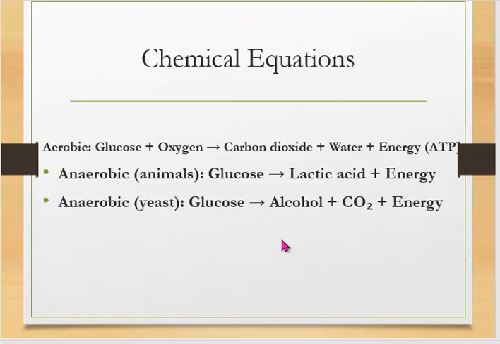Now the chemical equation of aerobic respiration: glucose plus oxygen gives you carbon dioxide plus water plus energy as ATP. This is the chemical equation for that. Then anaerobic in animals: glucose gives lactic acid plus energy. And anaerobic in yeast: glucose produces alcohol, carbon dioxide, and energy. So these are the chemical equations.